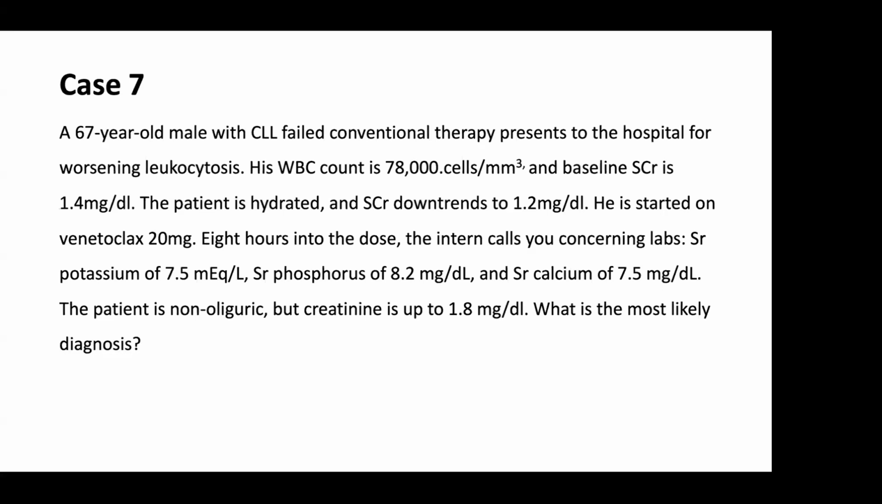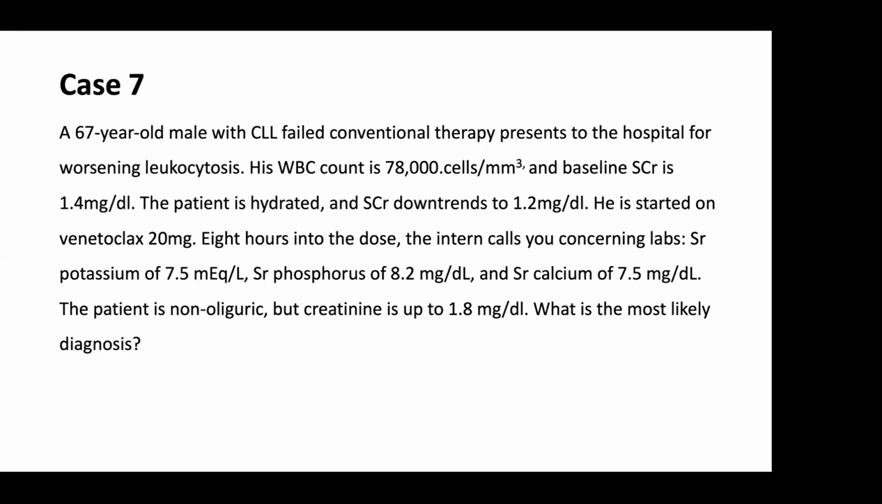Eight hours after the first dose, the intern calls you concerned about the labs. Potassium is 7.5, which is very, very high. Serum phosphorus is 8.2, which is also high. Serum calcium is 7.5, which is low. The patient is non-oliguric at this point of time, but after 8 hours, the creatinine is 1.8. So the patient has a new onset acute kidney injury.